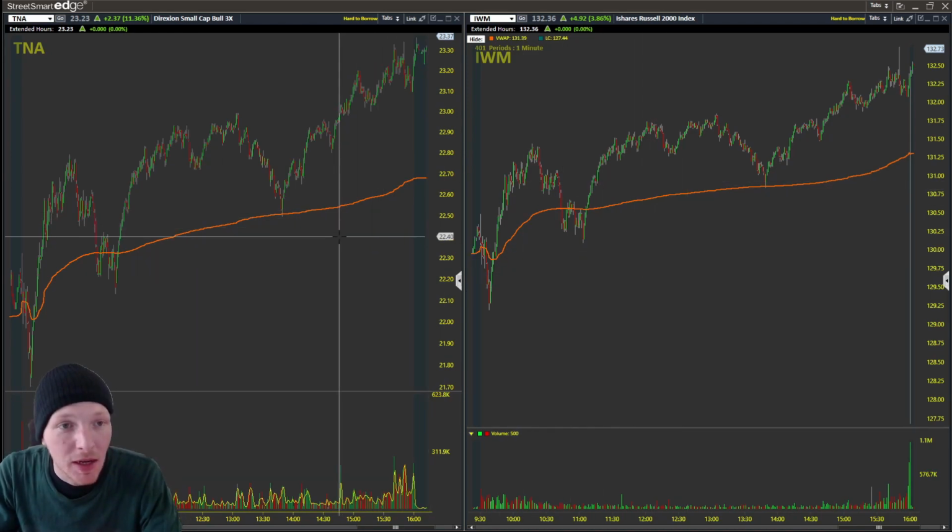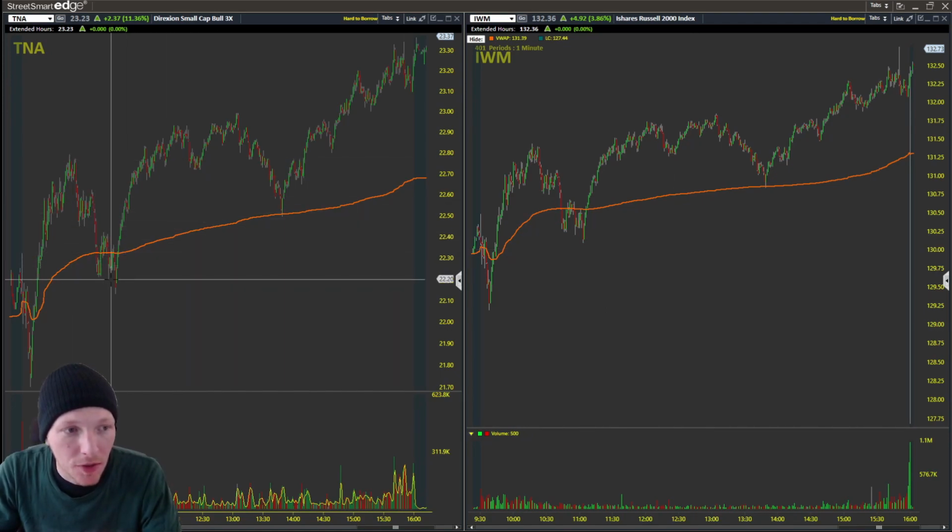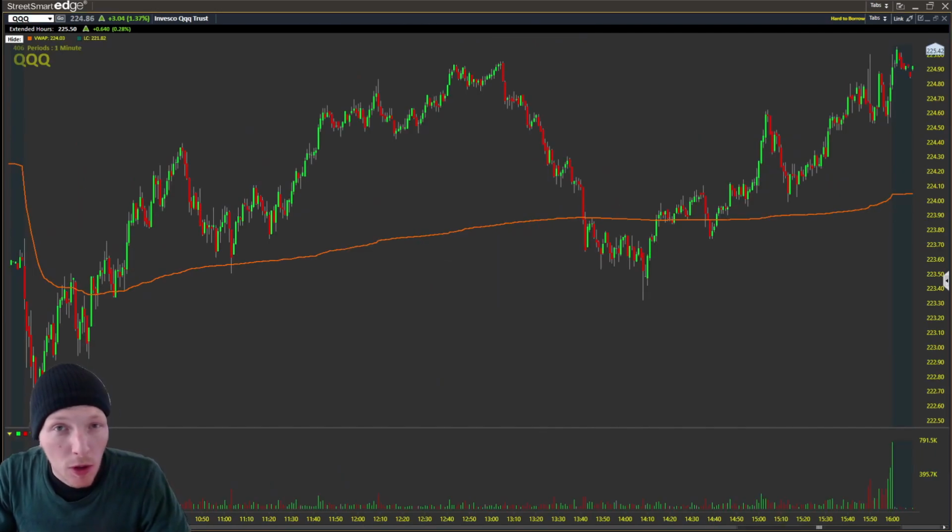And you can see both charts are very similar, with this downtrend right here on the left, right here down below the VWAP, and then with the Russell 2000, same thing right here. And then one more quick example, we're going to take a look at QQQ, and the QQQ is the ETF that tracks the NASDAQ 100 index, and this contains technology stock.